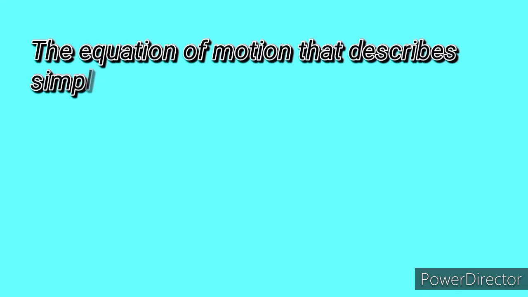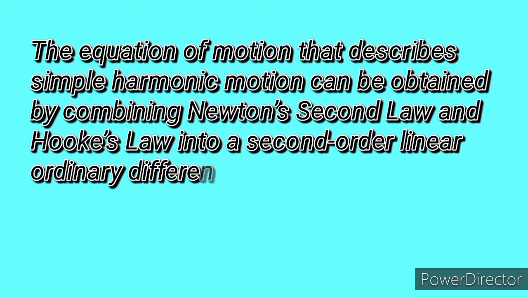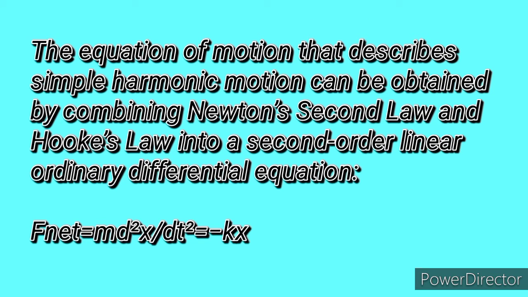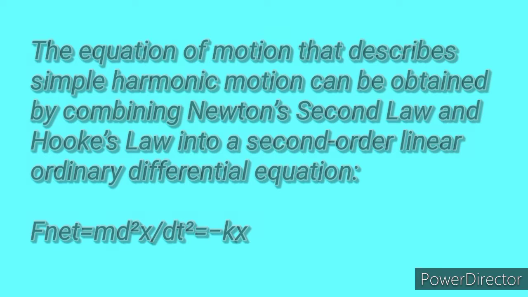The equation of motion that describes simple harmonic motion can be obtained by combining Newton's second law and Hooke's law into a second-order linear ordinary differential equation. F net is equal to m d squared x over dt squared, which is equal to negative kx.